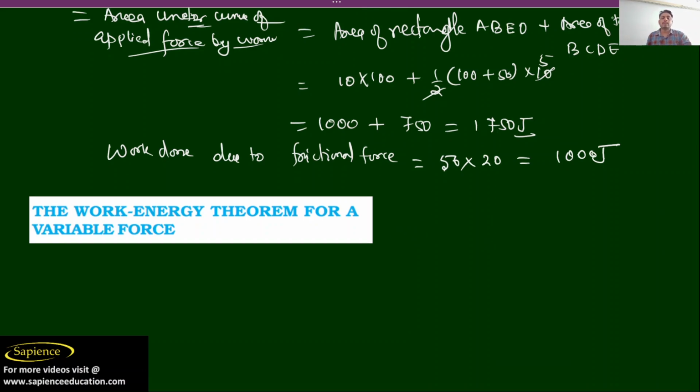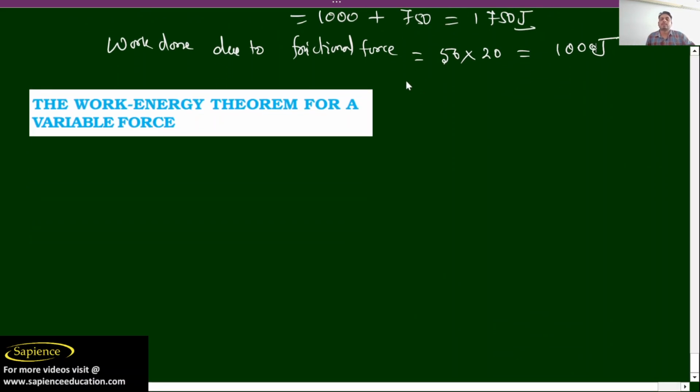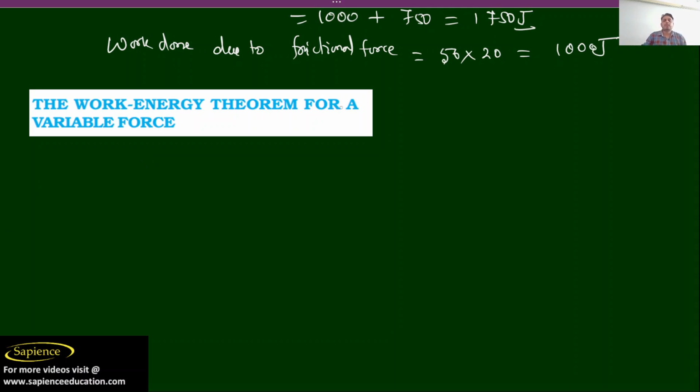Now I will talk about the work energy theorem for a variable force. I need to prove the work energy theorem for a variable force. So let us consider an object of mass m, and force F is being applied. Its velocity is initially u, and it may change to v. So velocity is changing constantly.